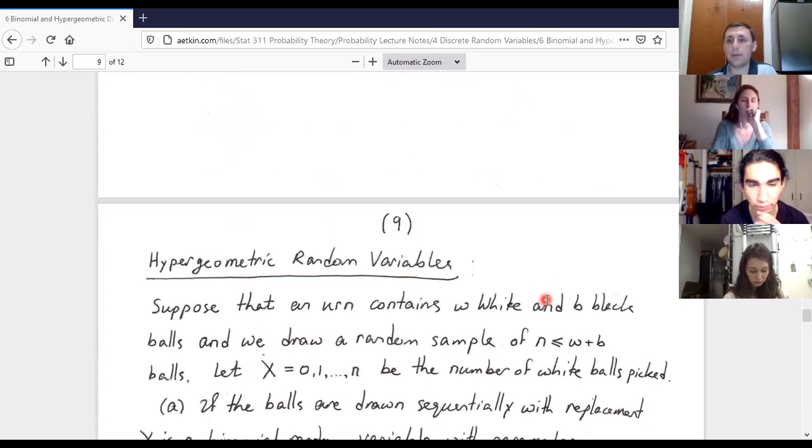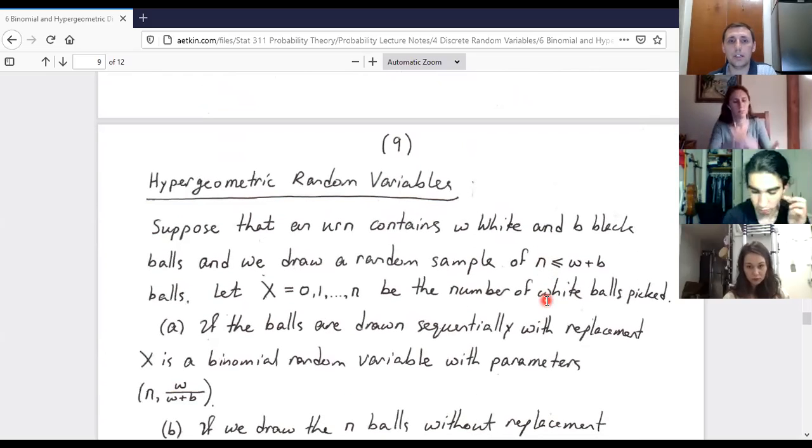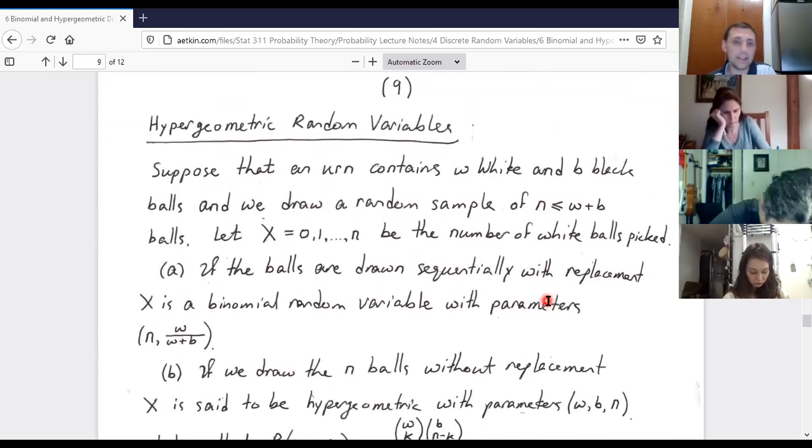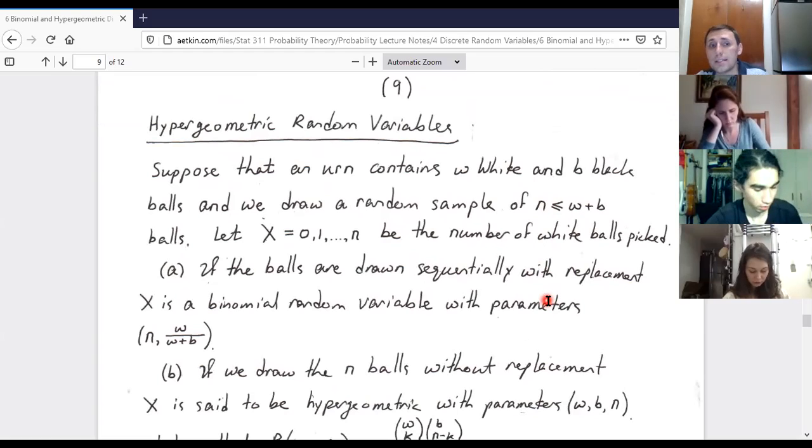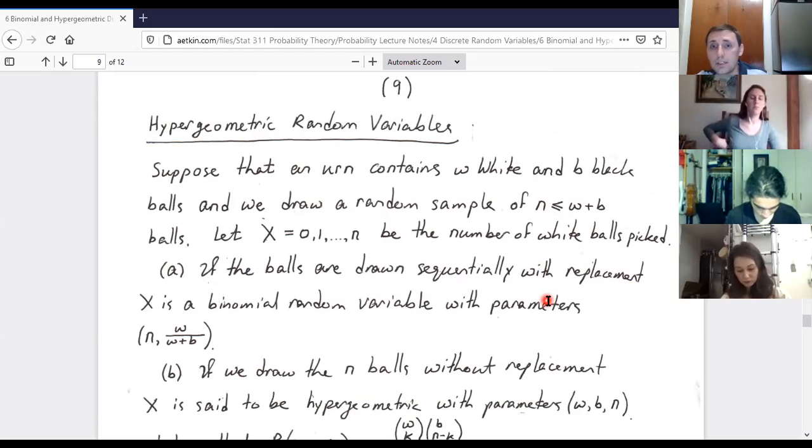Okay, now we talk about hypergeometric random variables. I tend to never remember the names. Hypergeometric, why is it called this way? All right, so suppose that an urn contains W white and B black balls, and we draw a random sample of n balls. So X is the number of white balls selected, 0, 1, all the way up.